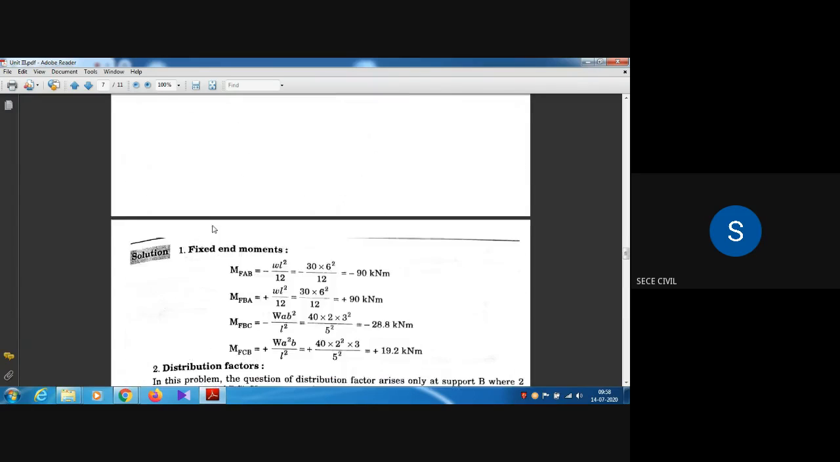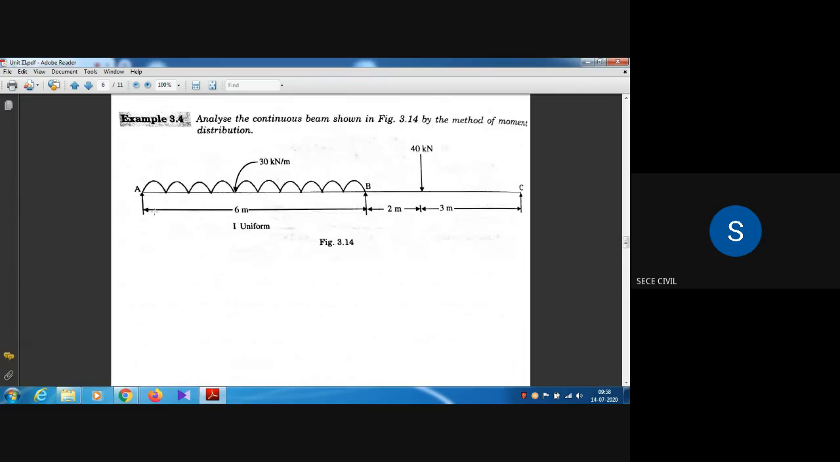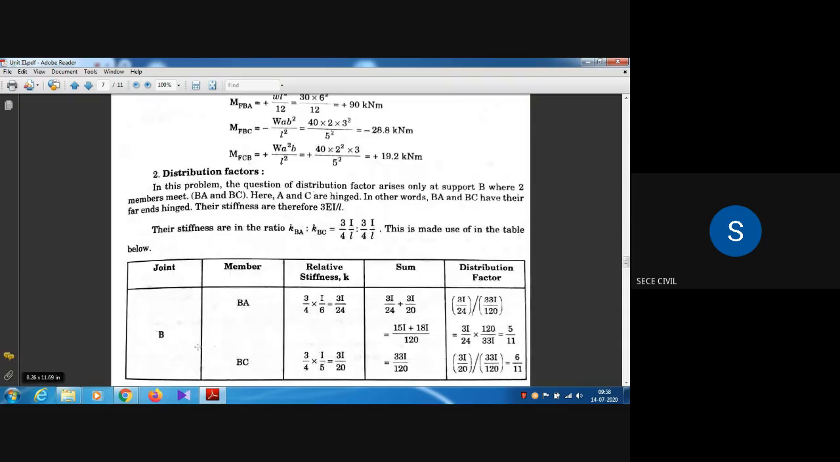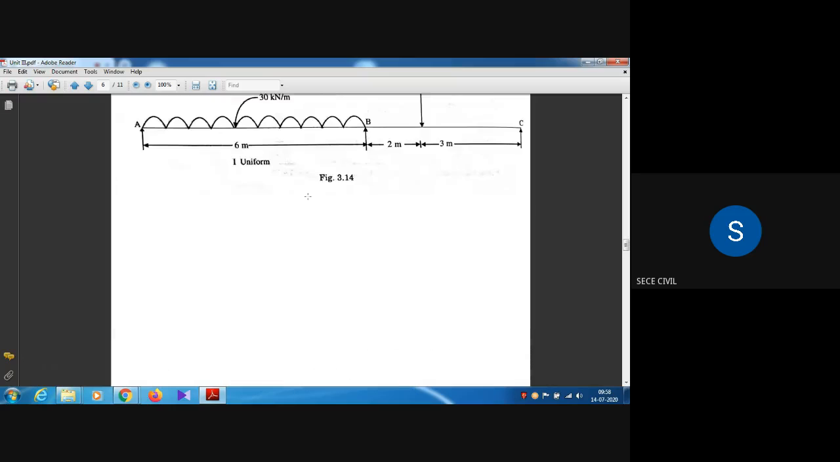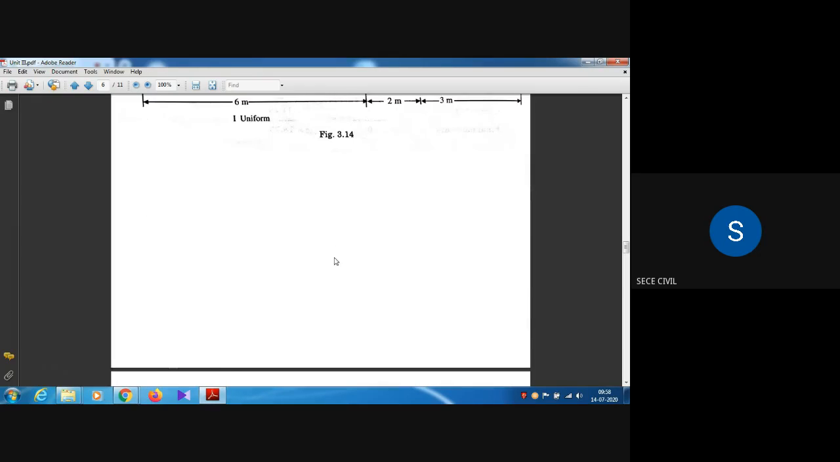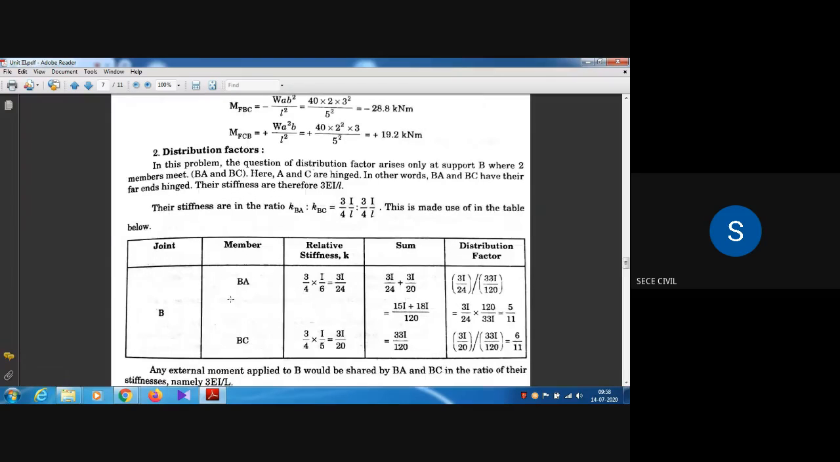This is a two span beam. We should not consider the end joints. A and C are the end joints; only intermediate joints we have to take. So the intermediate joint is B, and we took joint B. Then the members in that particular joint: what are the members in joint B? BA is there and BC is also there. So in joint B we have member BA and member BC.